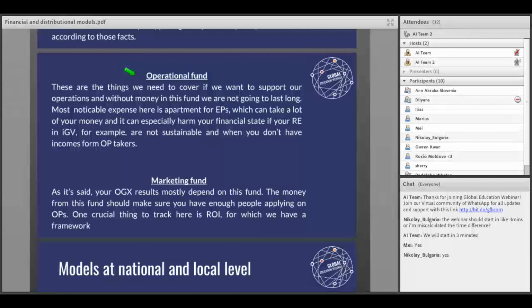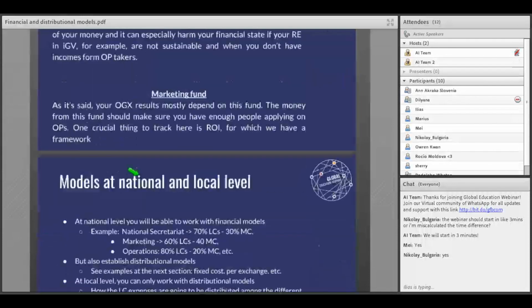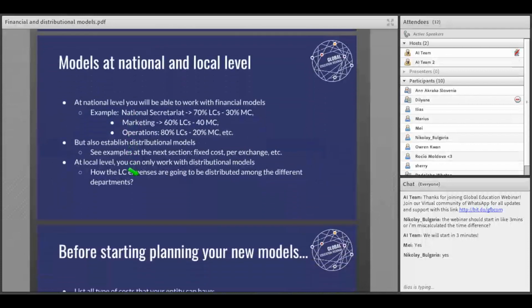And operational fund, this is what we need to cover if we want to support our operations, and without this money we're not going to last long. This usually involves expenses with exchange participants, such as with EPs. And then marketing, for example, this usually involves OGX. So this is also related to the return on investments, so that we can pursue and expand what we are doing with OGX.